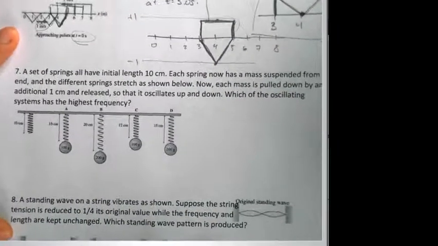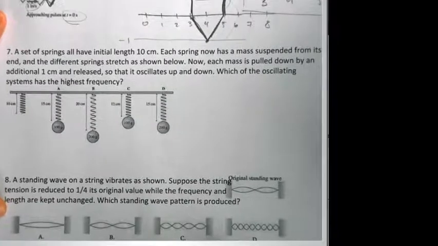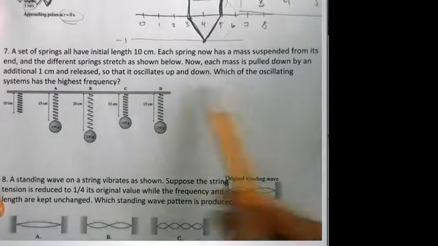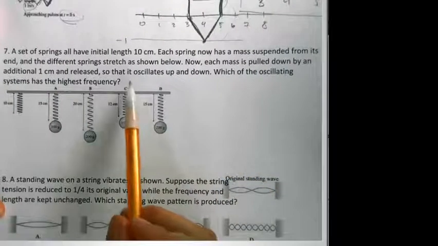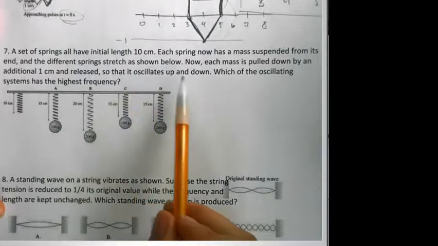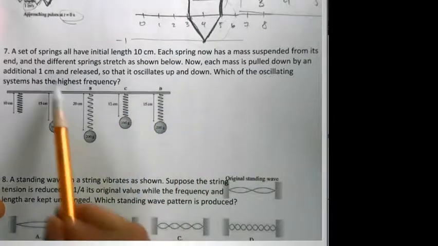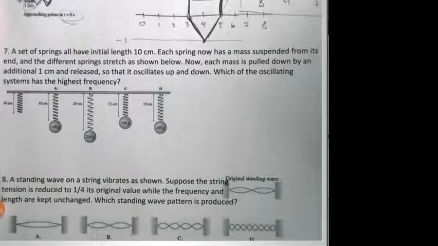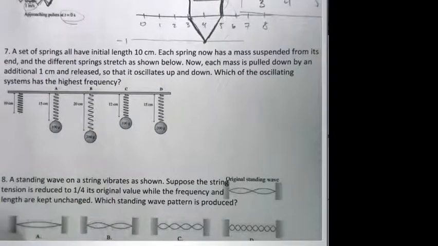Next is I have a set of springs. Each spring has a mass, and each mass is pulled down by an additional 1 centimeter and released so that it oscillates up and down. Which one has the highest frequency?